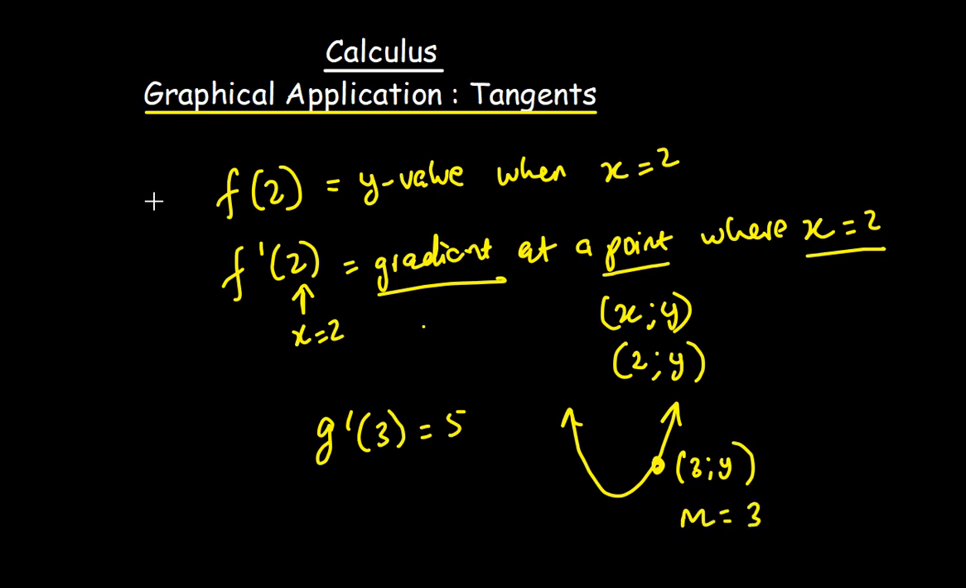So if I were to draw my straight line there, which is a tangent, that tangent would have a gradient of 3. No, let's not make a mistake, it would have a gradient of 5. Did you realize that? Remember, it says the gradient at 3 is 5, so the gradient of this tangent would be 5. That is passing through a point which is 3 and something. We do not know the y value at that point, we only know the x value.